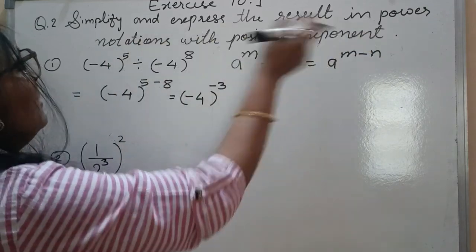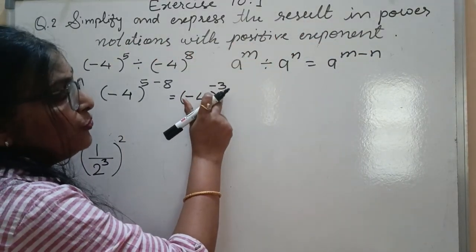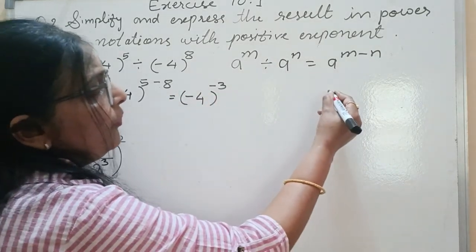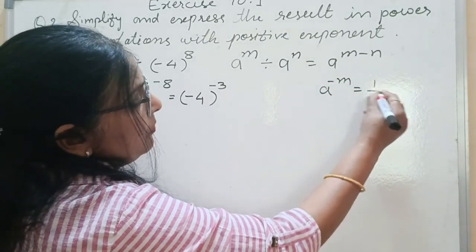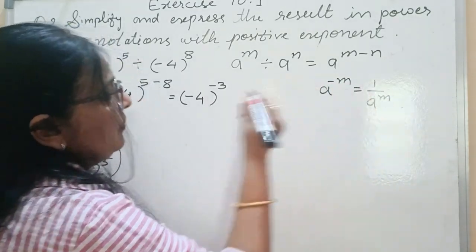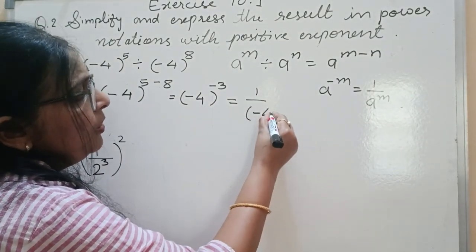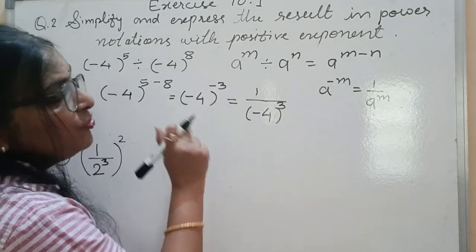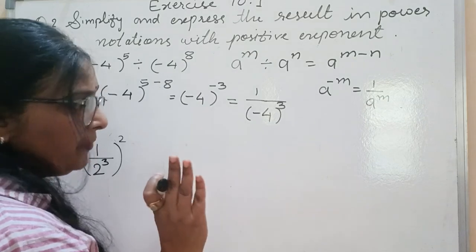Now, what here asked? In power notations with a positive exponent. So, you have to change again this exponent in positive number. So, how you can do? A raised to the power minus m is equals to 1 by a raised to the power m. So, again you will change 1 by minus 4 cube. We'll change minus 3 to plus 3. Therefore, 1 by minus 4 cube.